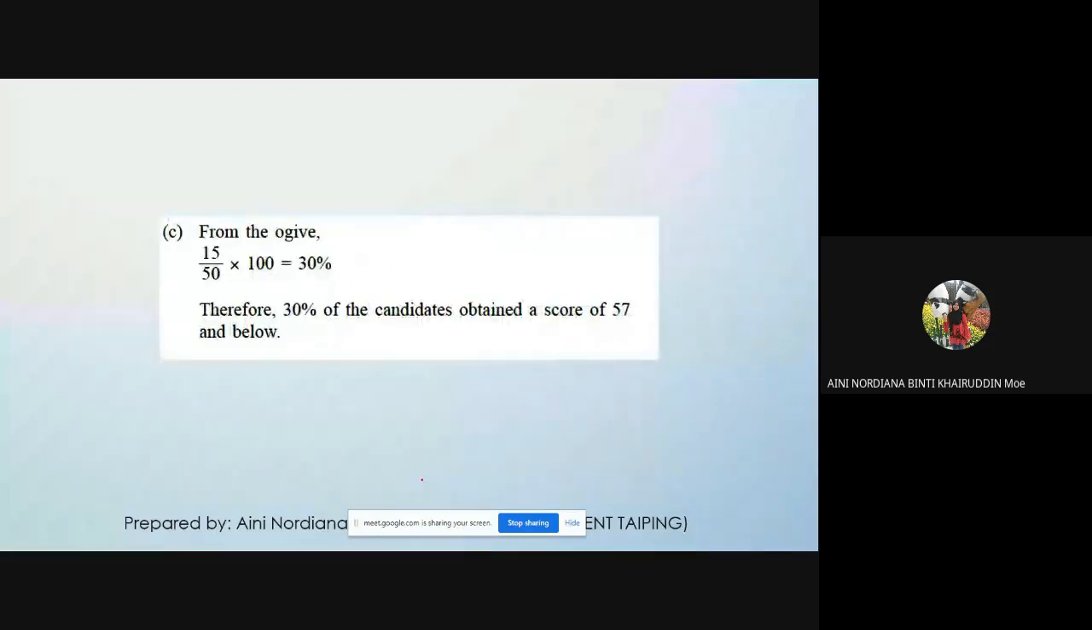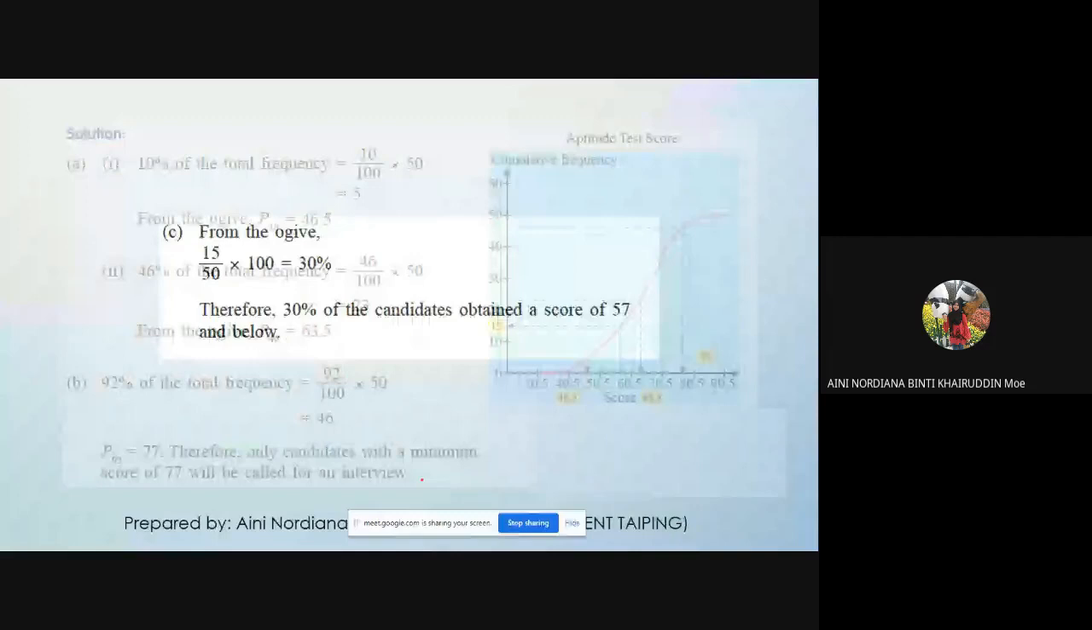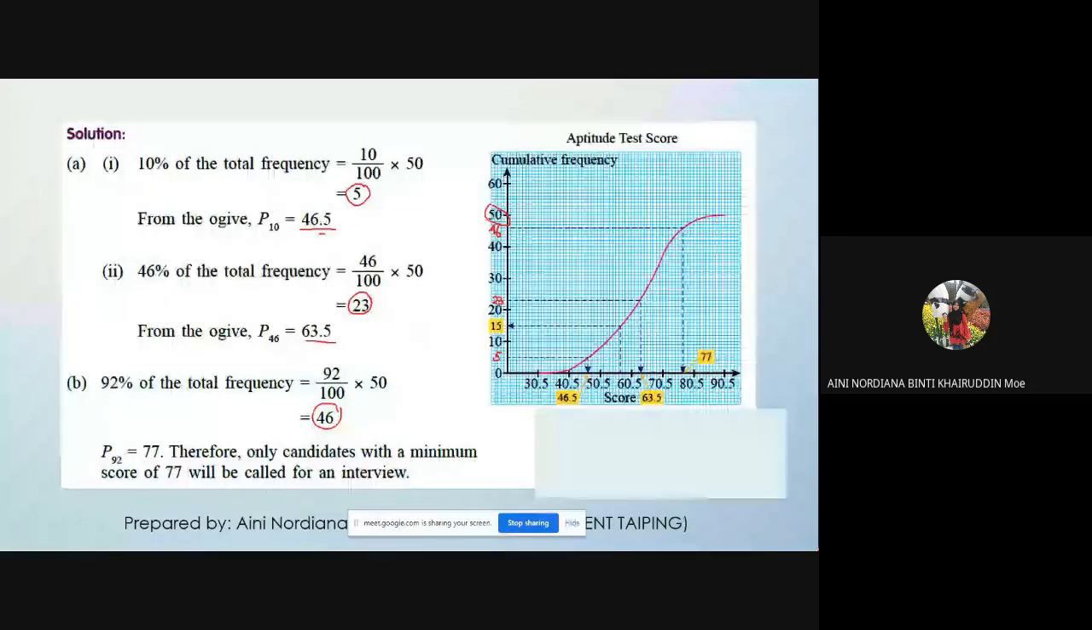Okay, soalan C tadi. What is the percentage of the candidate who obtained a score of 57 and below? Okay. Yang ni. Kena tengok daripada ogive. Cari 57. So 57 here. Okay, to the graph and to the y-axis, which is 15.